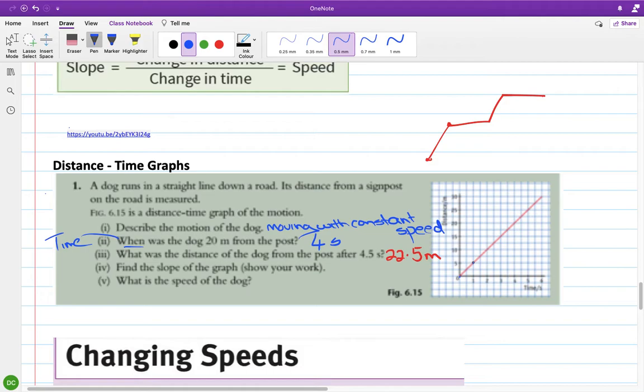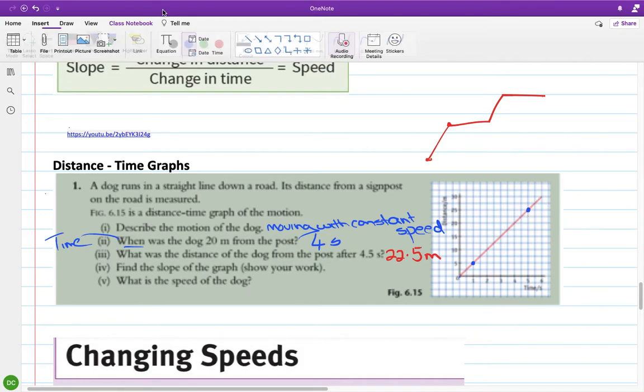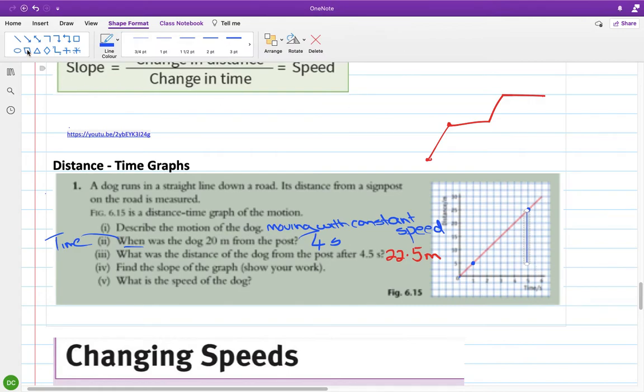Okay, so I'm going to pick this point here and I'll pick this point here. Okay, so there's my 2 points. And then I make my triangle. So I go down from this one, stop there. And then I'm going to go across from here, stop there.